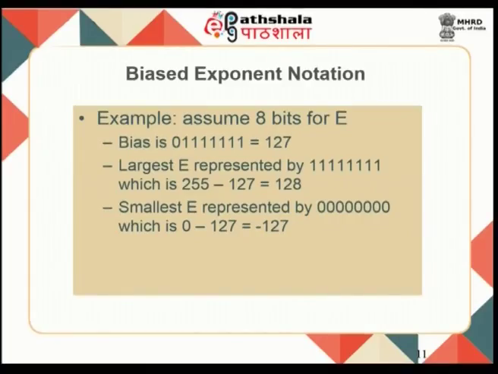For example, suppose we assume 8 bits for the exponent representation, the bias is given by 127, that is 0 followed by 7 ones. So, the largest exponent value represented by this is all ones, which is 255 minus 127, which is 128. Similarly, the smallest exponent value is represented by all zeros, which is nothing but 0 minus 127, which is minus 127. So, the range of actual exponent values that you can represent is minus 127 to plus 128, and the biased exponent values change from 0 to 255.